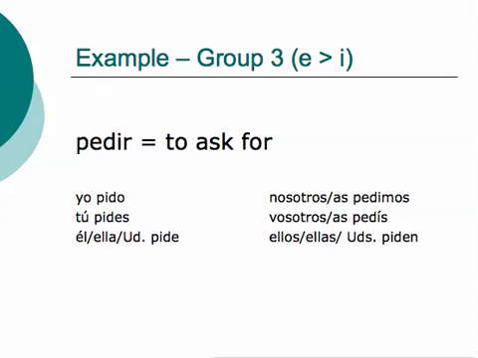And one more example from group 3. These are the verbs that change E to I in the stem. Yo pido, tú pides, él, ella, usted pide, nosotros, nosotras pedimos, vosotros, vosotras pedís, ellos, ellas, ustedes piden. And again, you'll see this spelling change in the stem in all the forms except for nosotros and vosotros. And the endings are once again the regular endings for IR verbs, o, es, e, imos, ís, en.